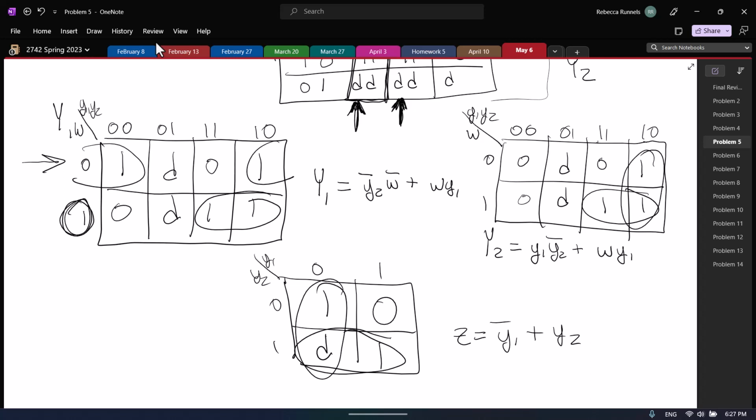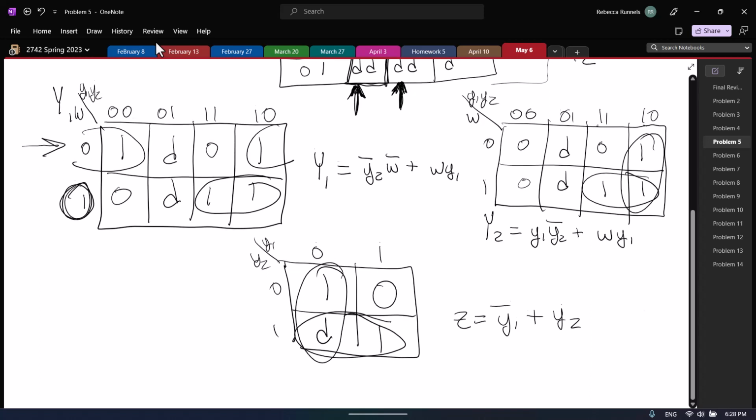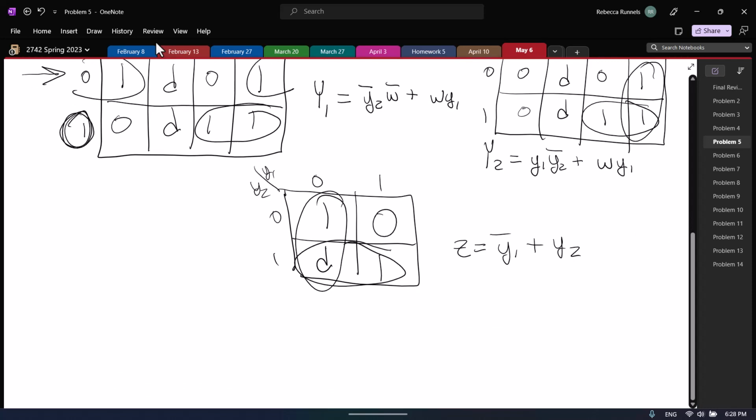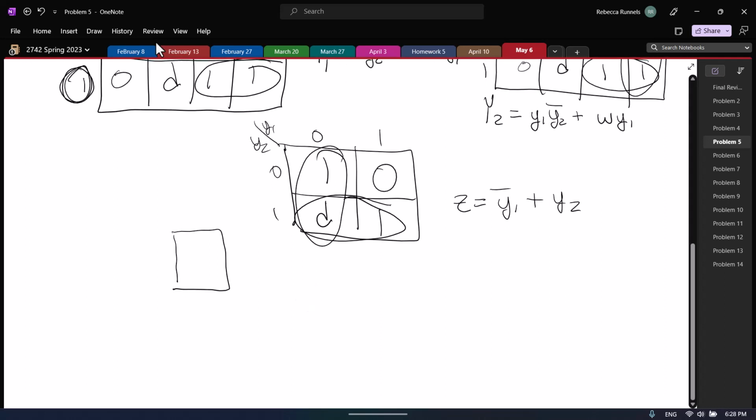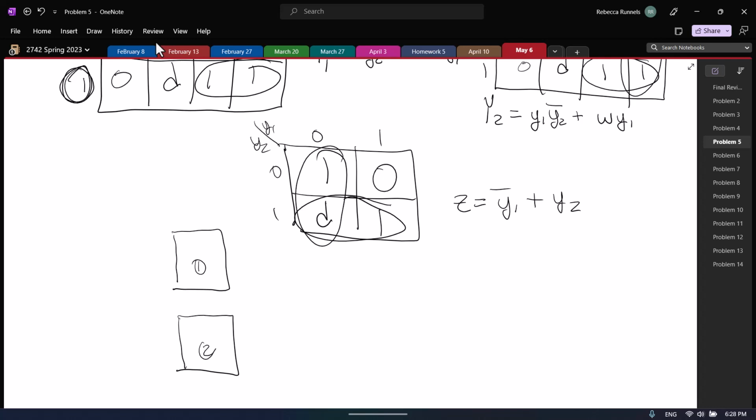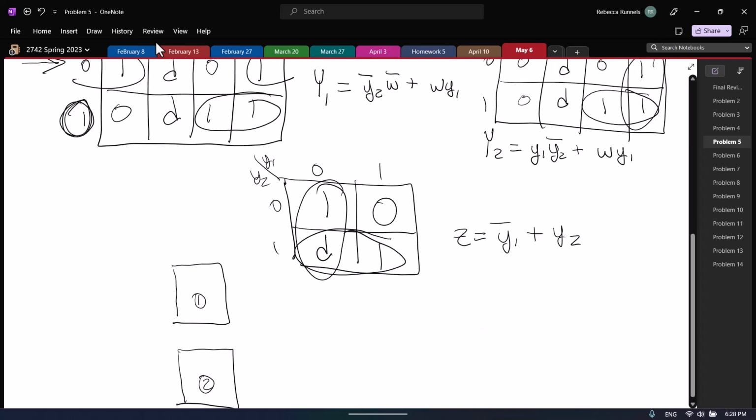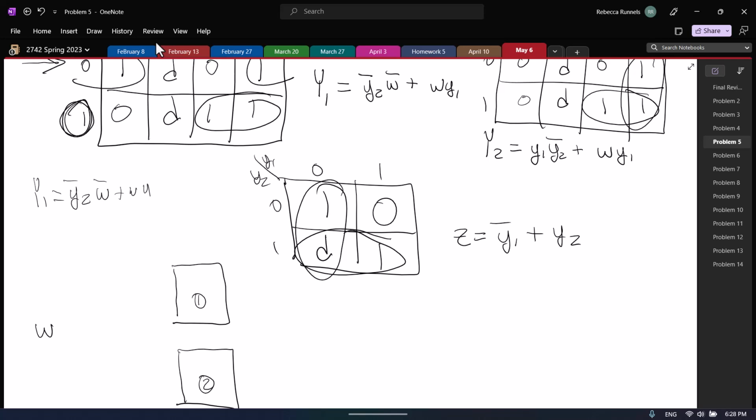And this was not part of the problem, but I just realized I don't have one where I would then go on and show what to do with this if you had to draw flip-flops. So I'll just go ahead and show you. So we have two flip-flops. I'll call them 1 and 2. And we had our one input W. And Y1, so if we look at Y1 we said was Y2 bar, W bar, plus W Y1.